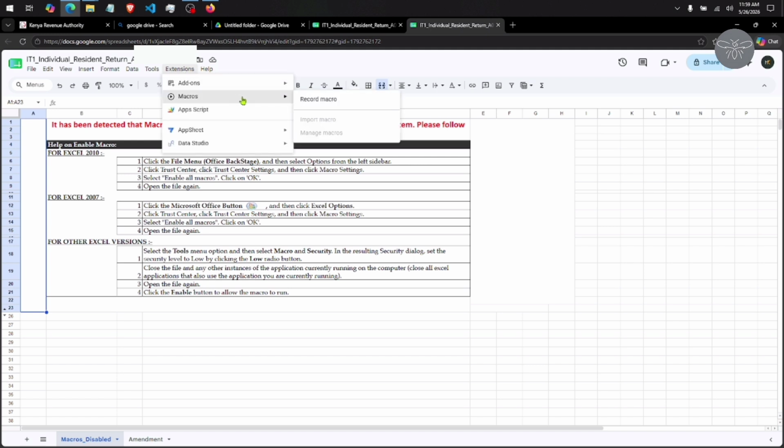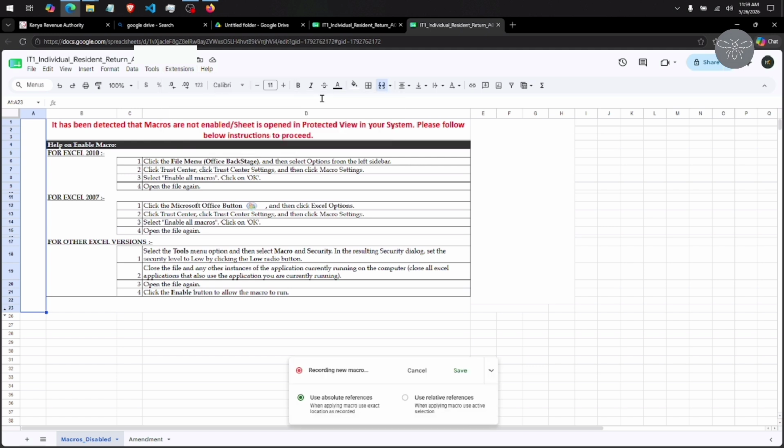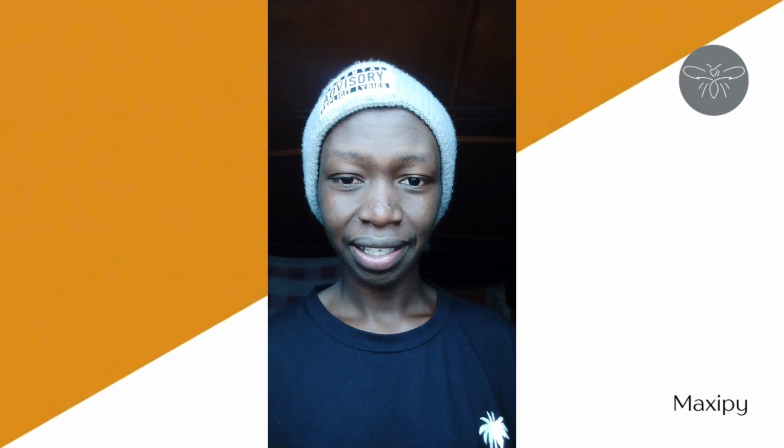then macros, record macro. And most of the times when macros is unavailable, it means that the file is .xls or .xlsx, and you need to convert it to Google Sheets, which natively Google Sheets is supposed to work with.